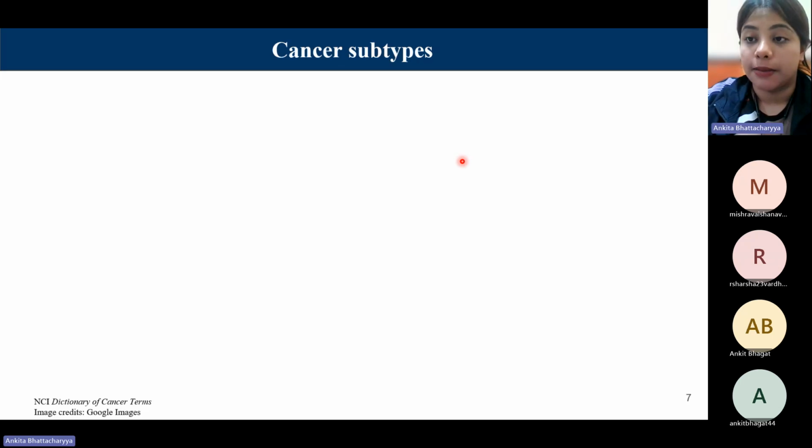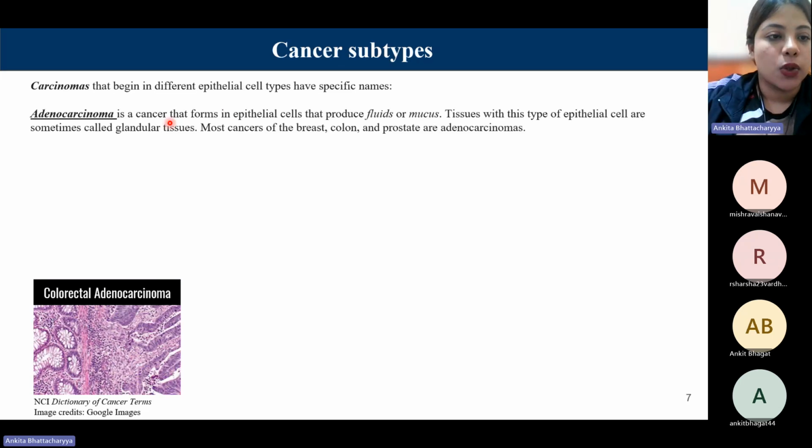Now, coming to cancer subtypes in a little more detail. Carcinomas that begin in different epithelial cell types have some specific names. If it is confusing, don't worry. I'll be sharing slides with you. It'll be uploaded on YouTube as well, so you can go back and refer to it at any point of time.